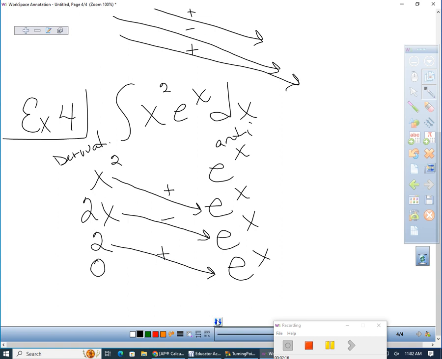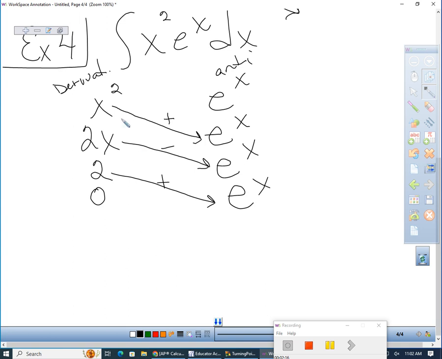So the antiderivative of x squared e to the x is x squared e to the x. We better write it that way, sorry. X squared e to the x is better. X squared e to the x minus 2x e to the x plus 2e to the x plus c.